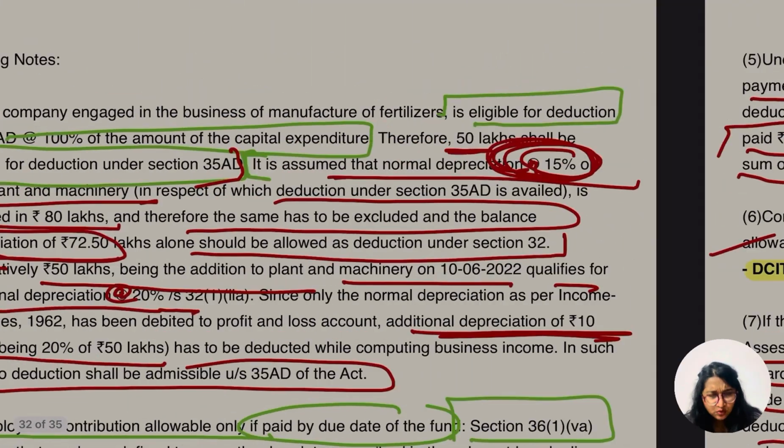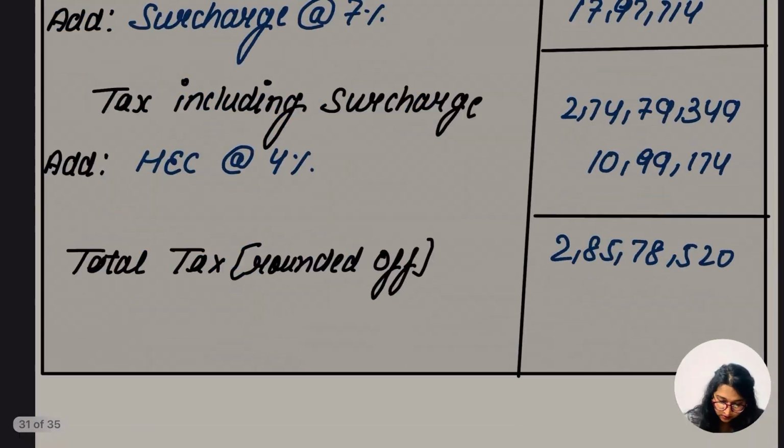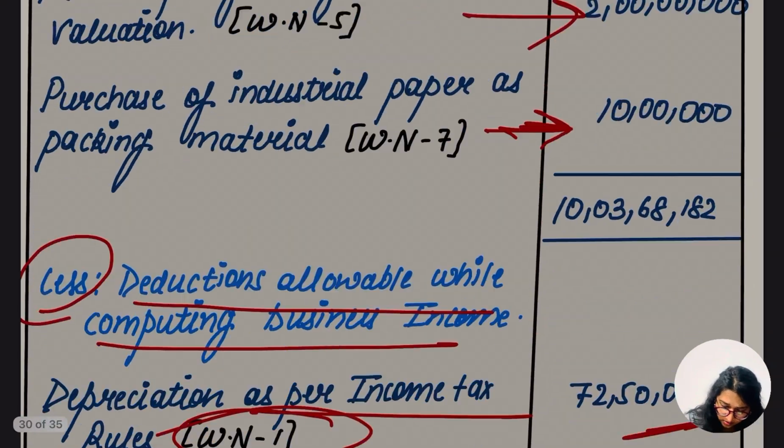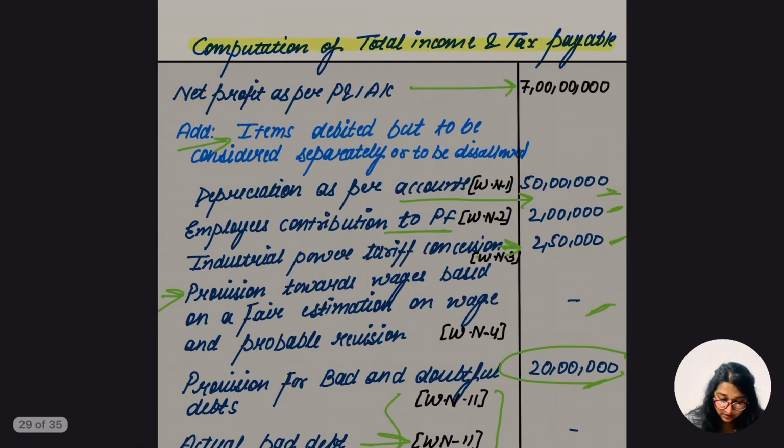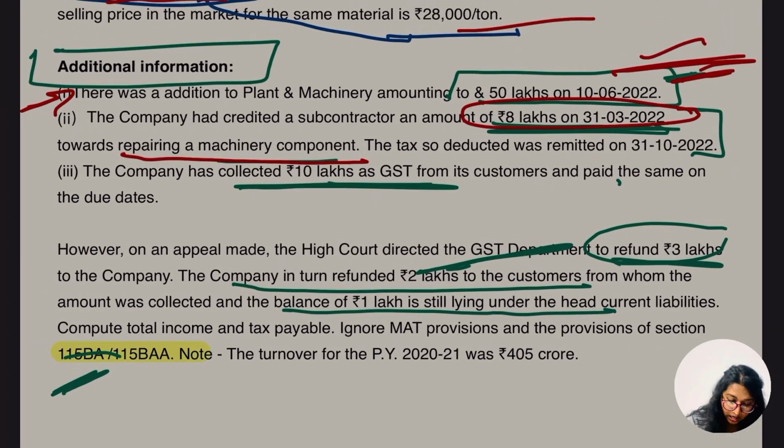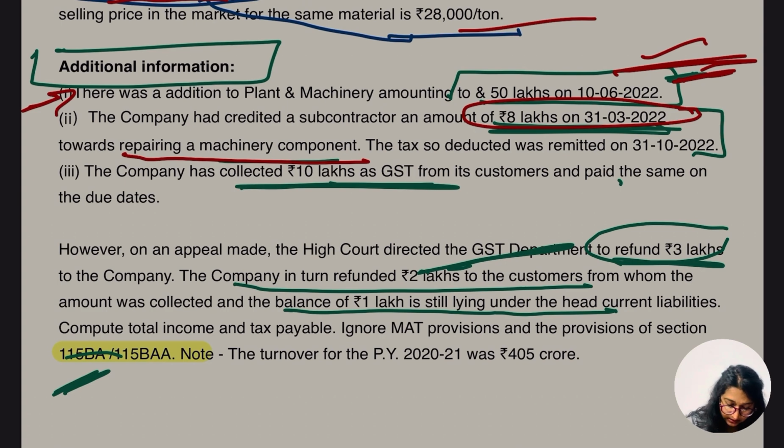So yes, hope this point was also clear to you guys. So yes, the majority we have covered. We have 1 remaining point, GST refund. Let's go for it. However, an appeal, here it is. The company has collected this third additional information.